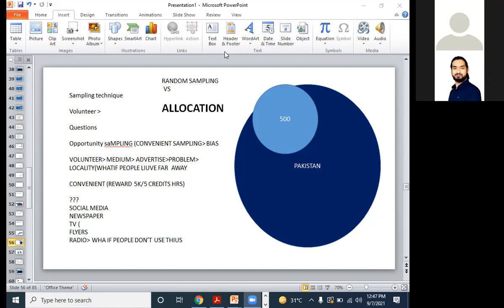Random sampling will remove all this problem. Random sampling will give everyone an equal chance to get selected. First thing, random sampling will give everyone an equal chance to be selected. Now the question is, how do we carry it out? How will we do random sampling? Let me tell you how we do it.